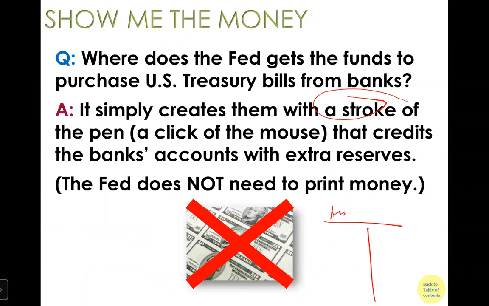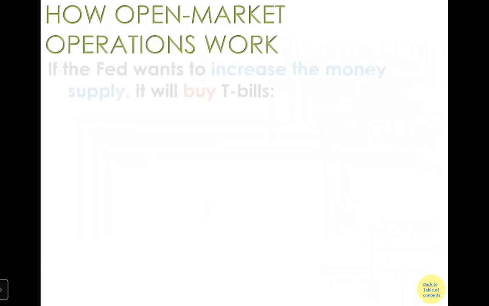So this is the asset and the liability side, right? So in this open market operation, the Fed doesn't need to physically print money. It only needs to adjust the reserves commercial banks have at the central bank. Okay.